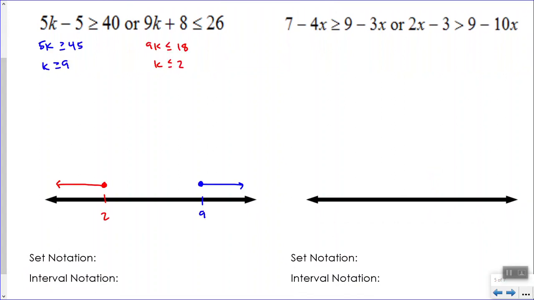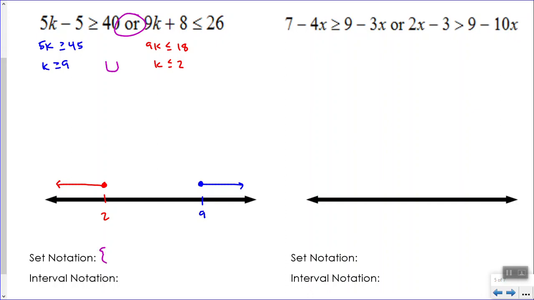Alright, the inequality on the left in blue gives us the values of k greater than or equal to 9. The inequality on the right gives us the values of k less than or equal to 2. Because this is an OR, a union, we take everything that works for the red inequality, put it together with everything that works for the blue inequality, and call it our solution set. And for this graph, this is all that I need. I have everything that works for the one combined with everything that works for the other.